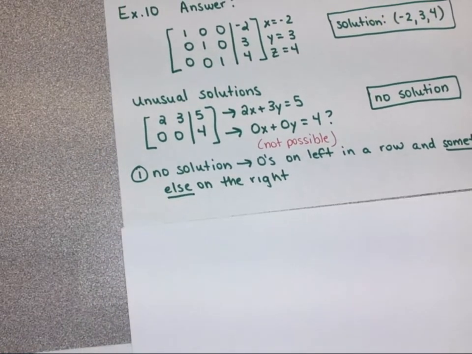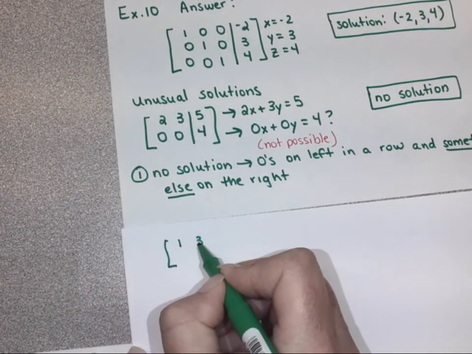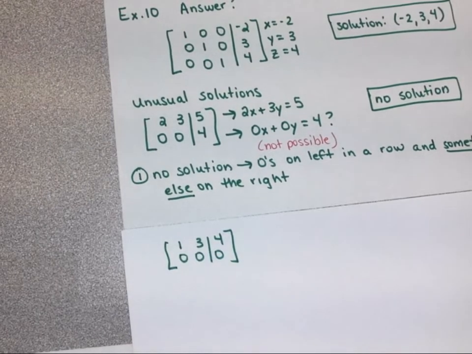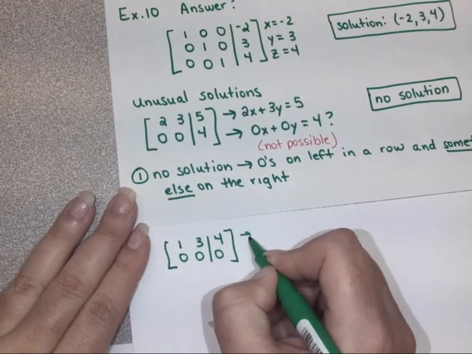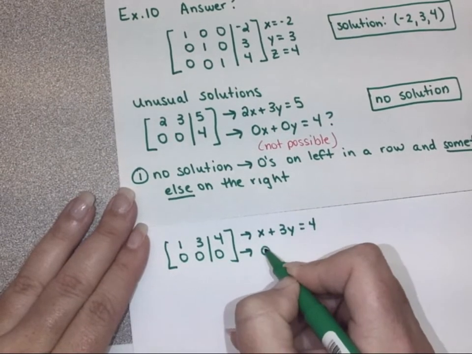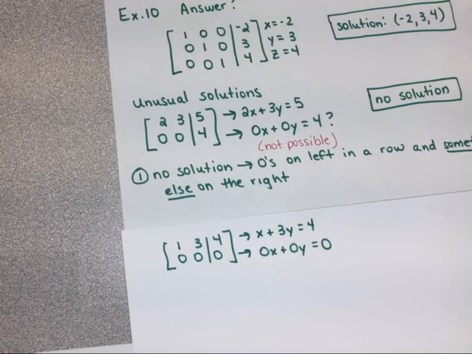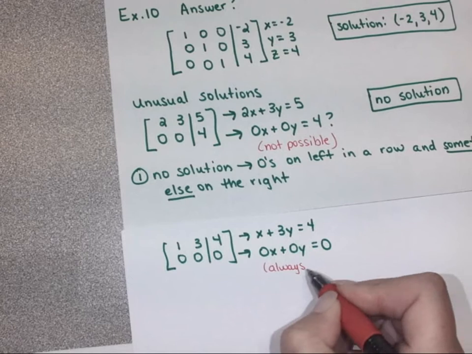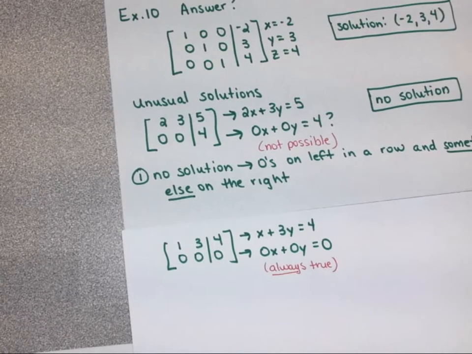So I want to contrast that with a second unusual solution. So let's say that I end up with this as I'm working through my matrix. So rather than a 0, 0, and another number, I get 0, 0, 0. Okay, so let's talk about what that would mean, right? The first row would read x plus 3y equals 4. The second row would read 0x plus 0y equals 0, which is actually true, right? It's actually always true. So rather than being something that kicks the answer out, notice that it doesn't really matter what x and y are, right? 0 plus 0 equals 0 will always work.